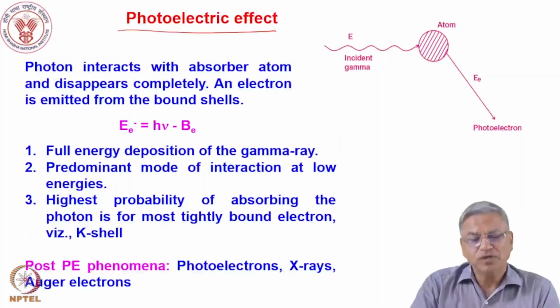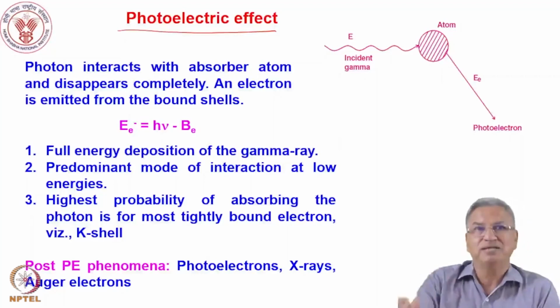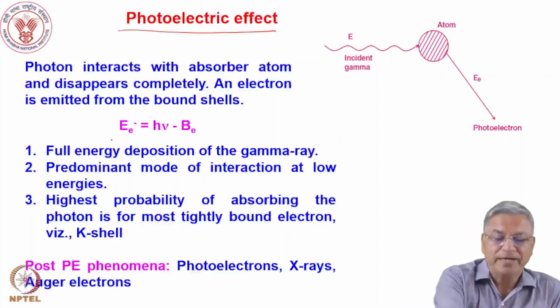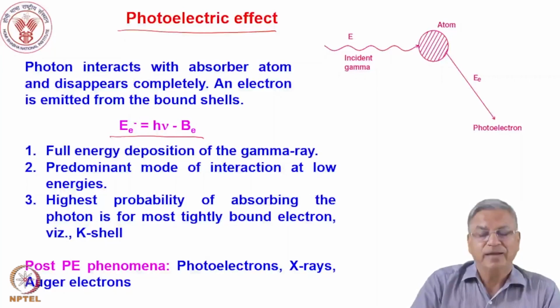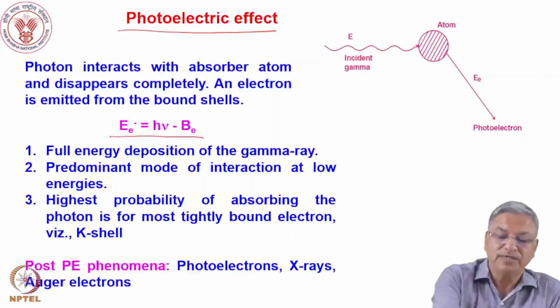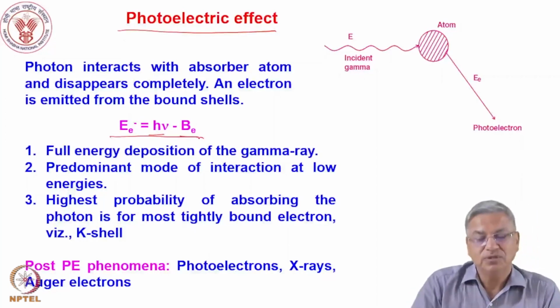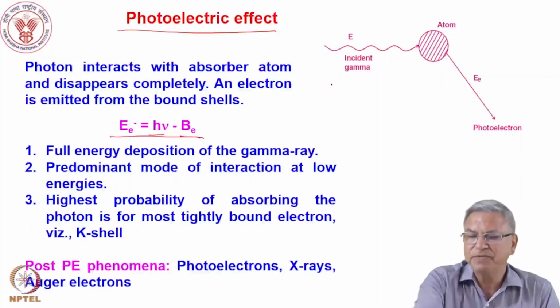In the case of photoelectric effect, probability is maximum for emission of the highest bound electron. So that means the K shell electron has the highest probability of emission, provided the energy of the photon is more than the binding energy of that particular electron. So essentially the effect of photoelectric effect is to release one electron from the atom, and the kinetic energy of the electron will be the initial energy of the photon minus the binding energy of the electron in that shell. So this is schematically shown here.